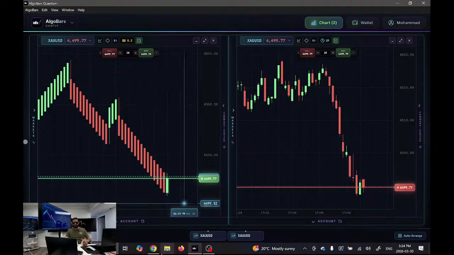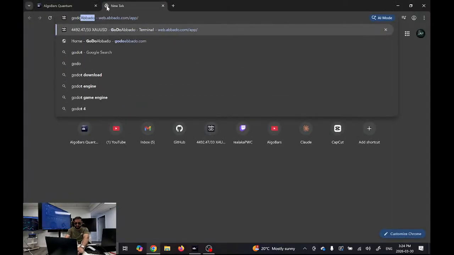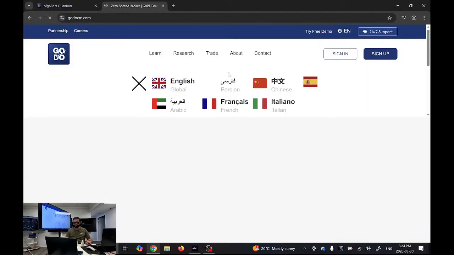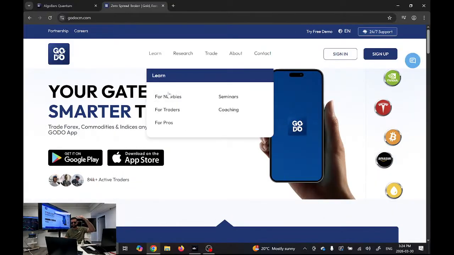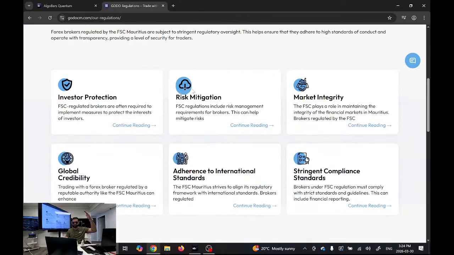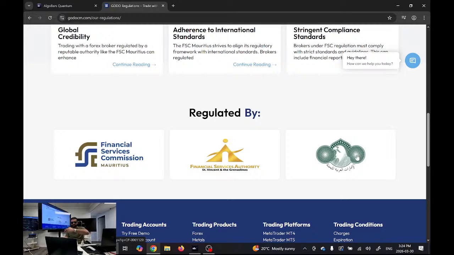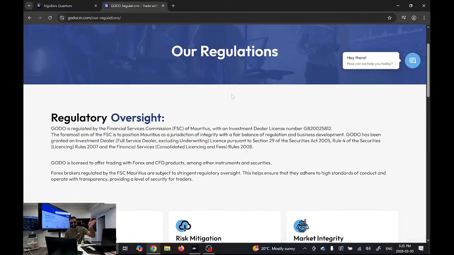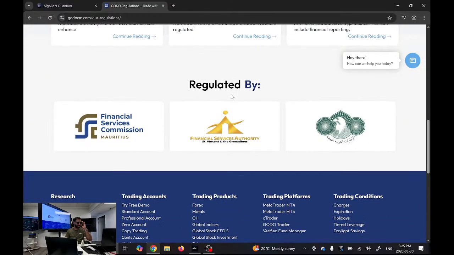Wasja, yeah, so GoDo is very much here. Look, GoDo CM, licensed and regulated broker. Let's go to about, who we are, regulations. Our regulations: regulated in UAE and these two other places. Also, we talked to them, and they're in the process of getting regulated in many other places. GoDo CM, that's the broker.